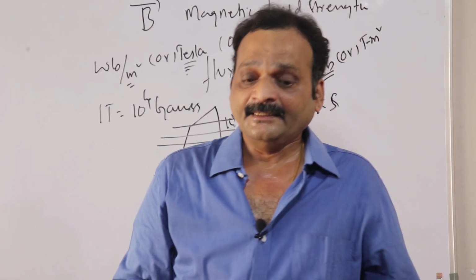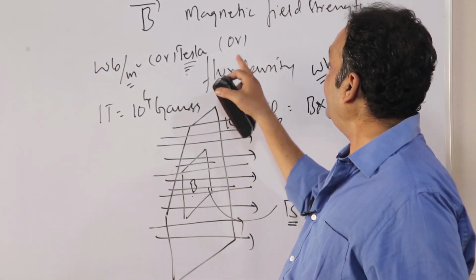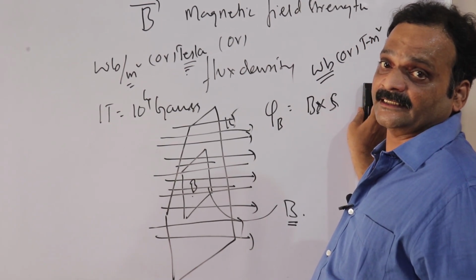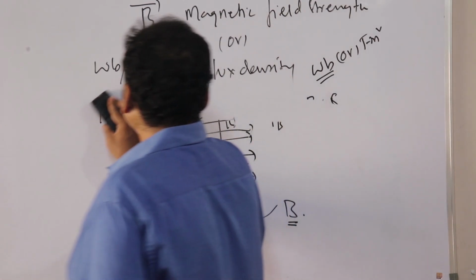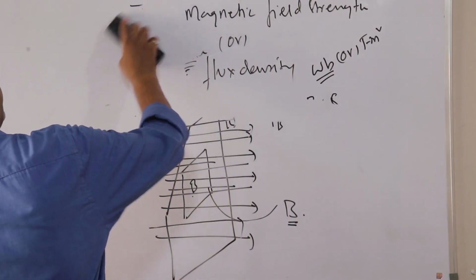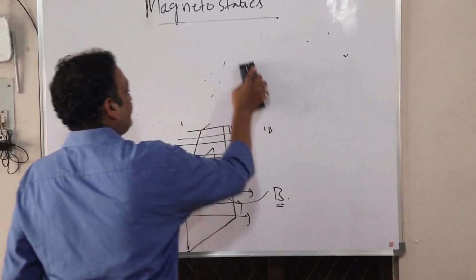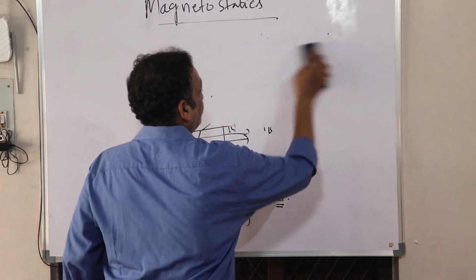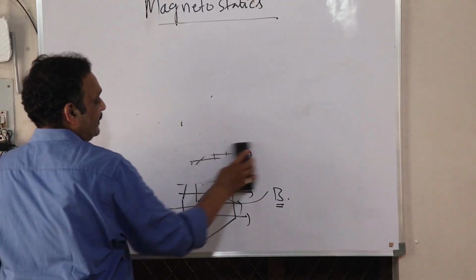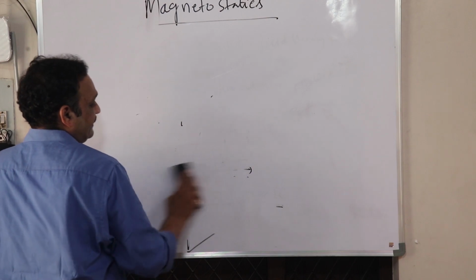If I simply write it as B into S, that will not give me the correct picture. I have to include one more parameter here, that is the angle between B and area. The angle between B and area is also important to us. So I'll express it like this.